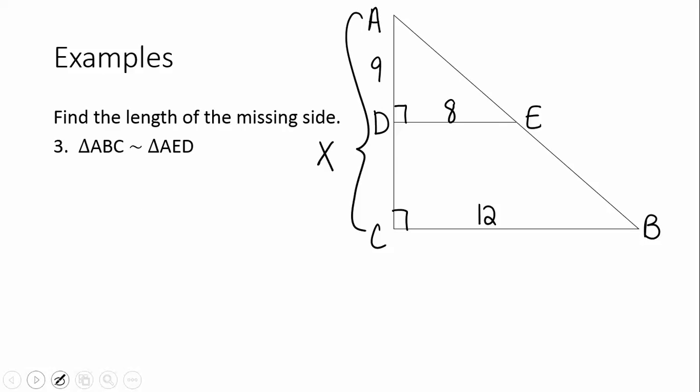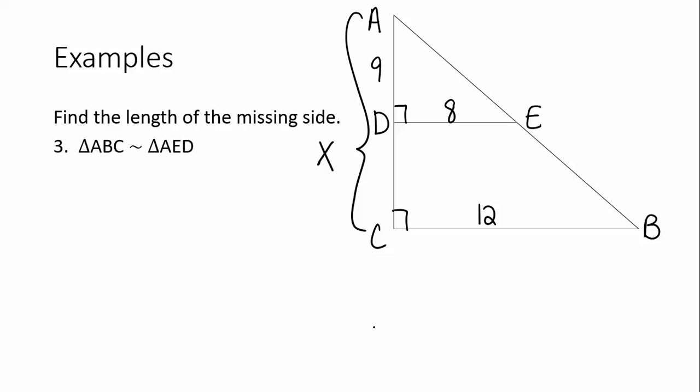Here's another example. This one's a little tricky, but we have triangle ABC. Please note where that triangle is. That's the large triangle on the outside, similar to triangle AED, the smaller triangle on the inside at the top. So we're to find the length of the missing side. That's AC, and that's from the large triangle.